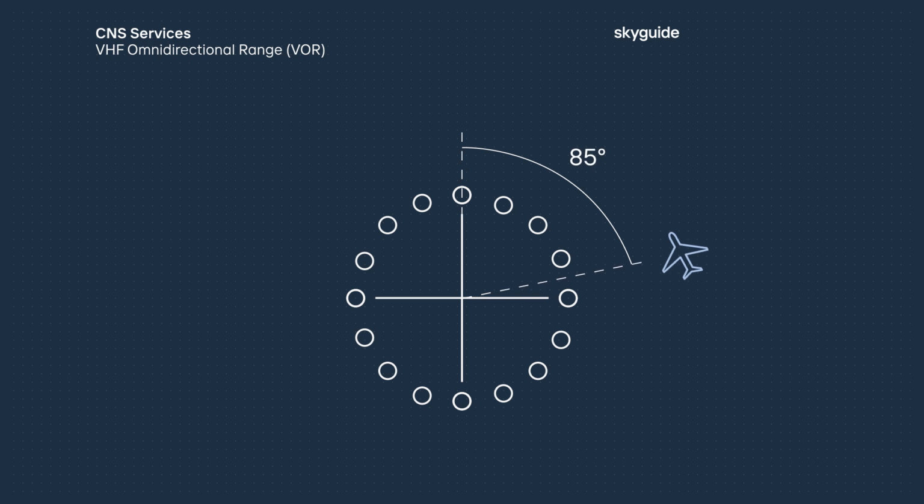VHF omnidirectional range, VOR. Pilots can see in which angle, bearing, they are relative to the VOR. The VHF omnidirectional range, VOR, is a navigation aid on the ground which lets the pilot determine his angle towards that VOR. This technology has been used for decades to enable pilots to fly procedures or find their position while in bad weather or in clouds with low visibility. Skyguide has several VORs installed throughout Switzerland.